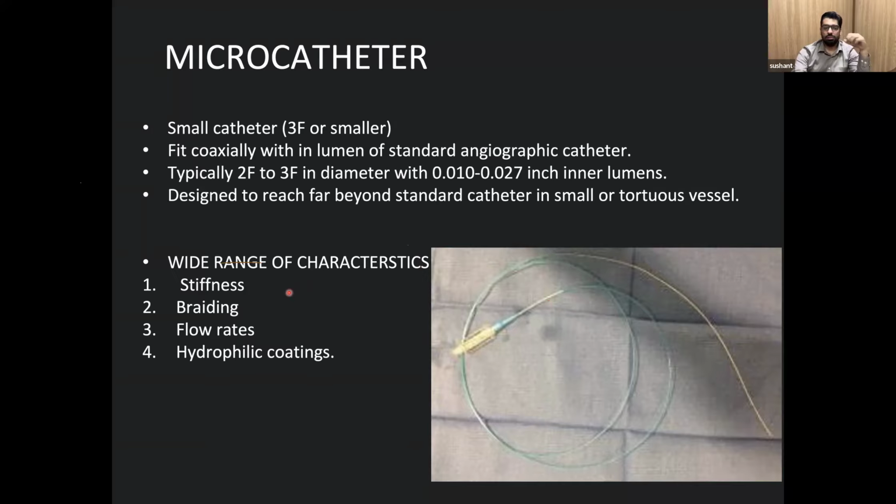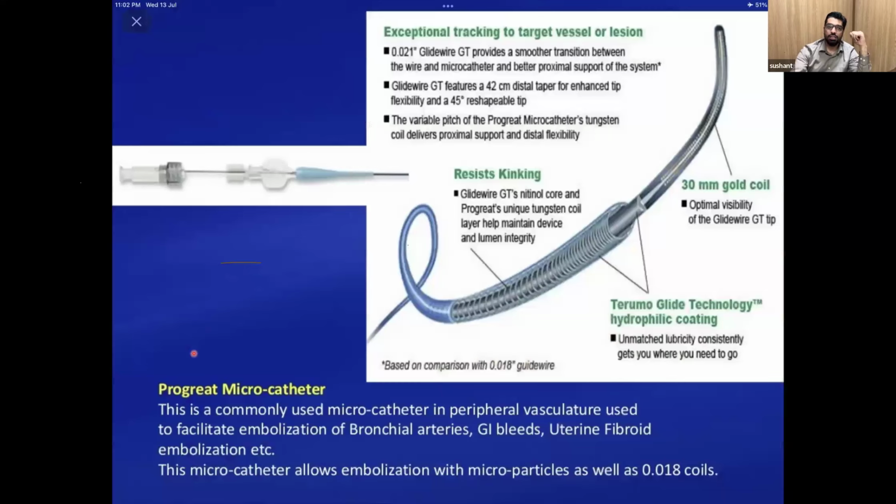So again, these have everything almost similar to the guiding catheters. These are of various sizes and characters based on their stiffness, their braiding, their flow rates, how large a material can be inserted, their hydrophilic coatings. So this is one of the most commonly used microcatheters. This is a Progreat microcatheter. It accepts a 021 guide wire. It is a 2.7 French catheter, and this can be taken through our main catheter.